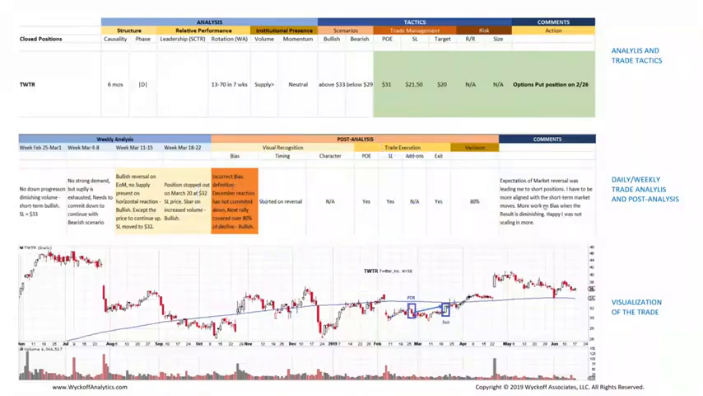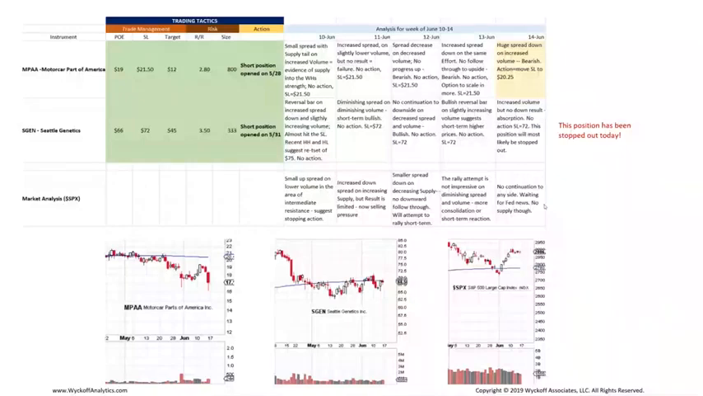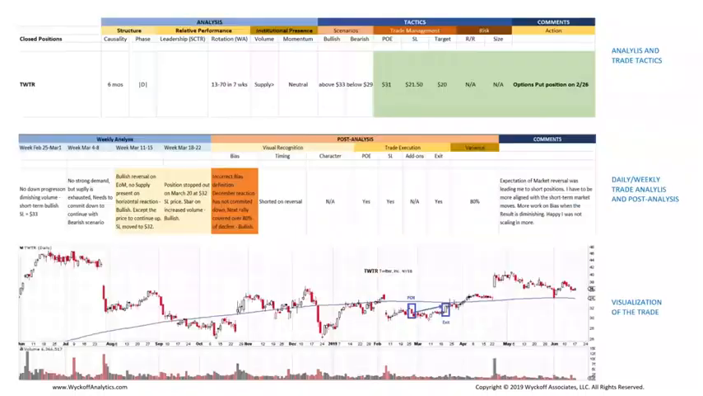So I want you to create these two spreadsheets for yourself as homework and show me examples of those for the next class. Take Trade Desk as one of the positions, or trade any of the positions that you're in right now, and start analyzing them on a daily or weekly basis like this.